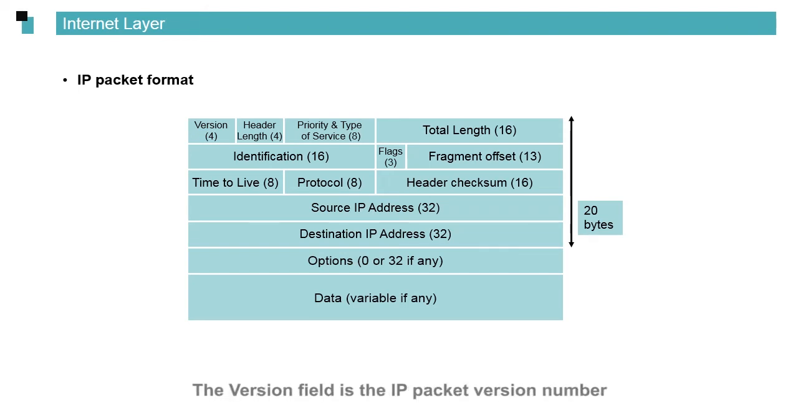The version field is the IP packet version number. The 4-bit header length field is the size of the IP header. The 8-bit priority and type field is used to implement QoS functions. The 16-bit total length field is the total size of an IP packet. The 16-bit identification field and 13-bit fragment offset field are used in fragmentation. The flags field is used for special purposes.